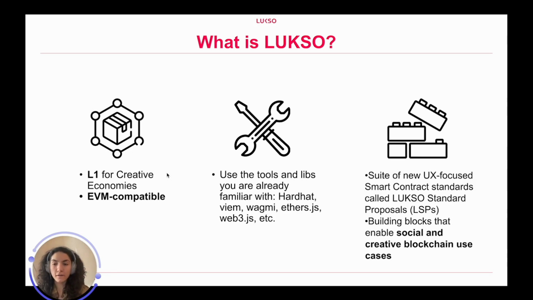Now, you might ask yourself, okay, how is LUKSO different from other chains out there? And the answer is through the LUKSO Standard Proposals, or LSPs. Those are building blocks that enable social and creative blockchain use cases. So anything like decentralized social media, fashion, music, or any sort of creative use case.